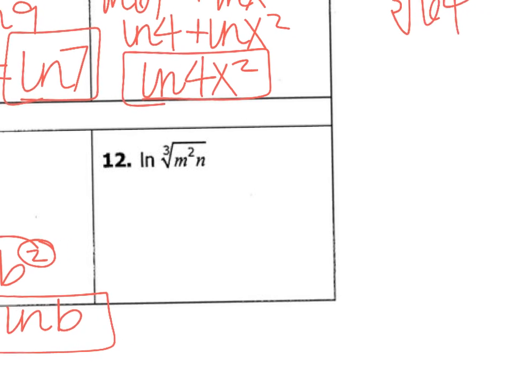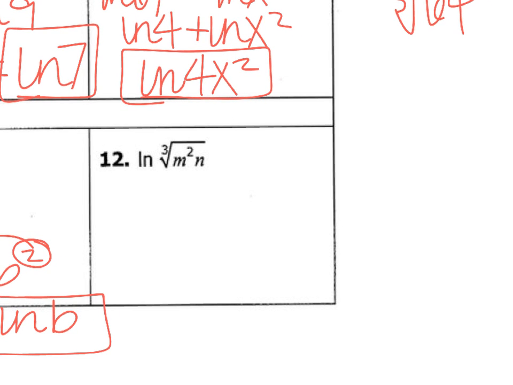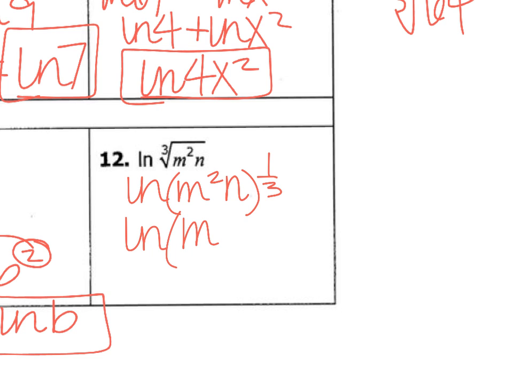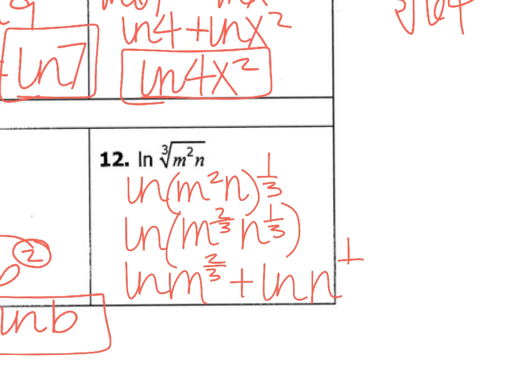Number 12, all right? Now we want to rewrite this first in exponential form. So we've got natural log of m squared n to the 1/3 power. Then we want to distribute the 1/3 to both terms inside the parentheses, so we get ln m to the 2/3 n to the 1/3. Then we want to break this apart using the power rule. So we've got natural log of m to the 2/3 plus natural log of n to the 1/3.